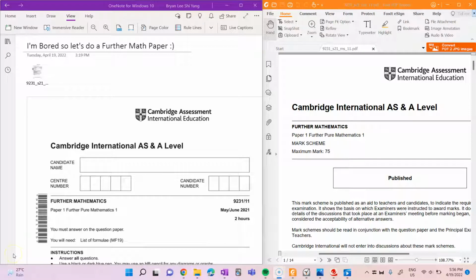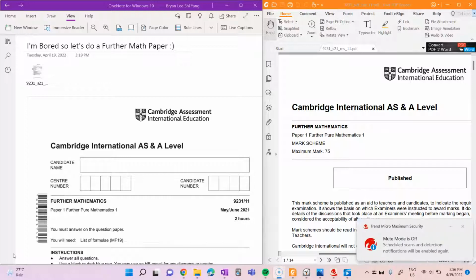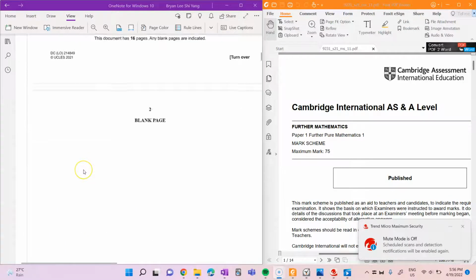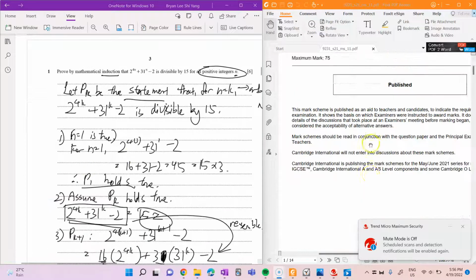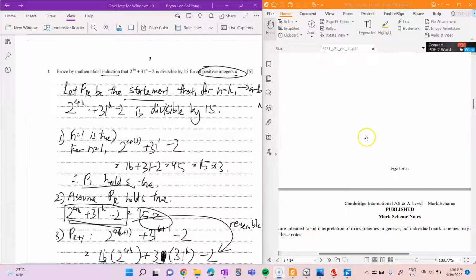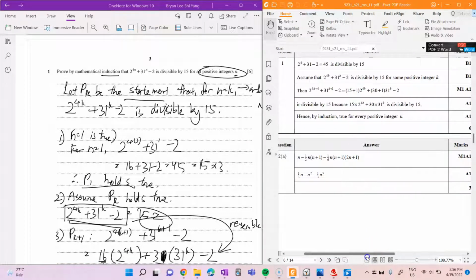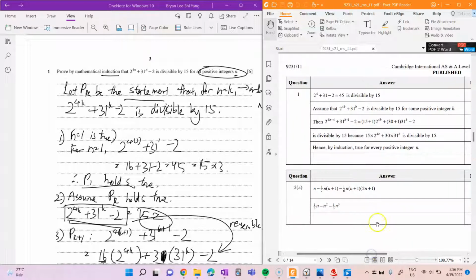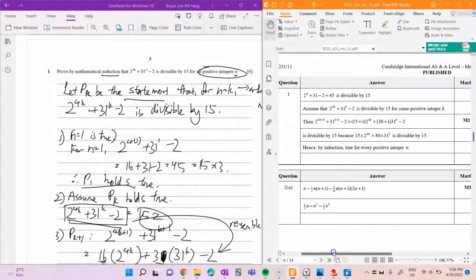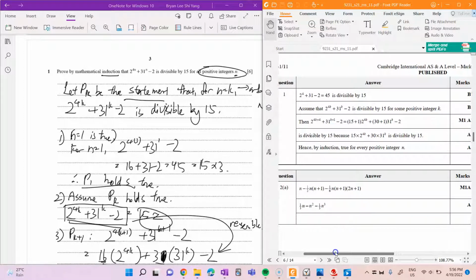Hi guys, so basically what I want to do in this video is to mark my paper, the paper that I did in my previous video, which is Further Pure May June 2021, as you can see right here. One thing I want to tell you guys is that it's very important to mark your own paper, because only through that can you reflect on your mistakes. I kind of peeked at the marking scheme after I did my paper, and I didn't really feel well, but I will show you guys how I mark my paper, and hope that this serves as a guideline.